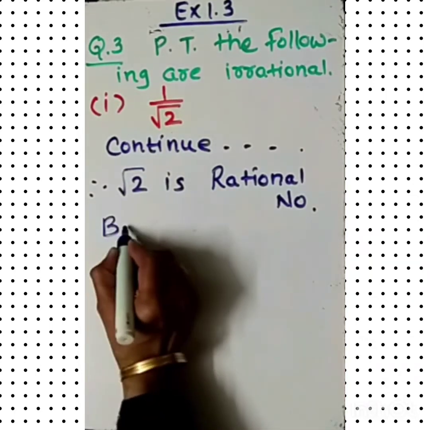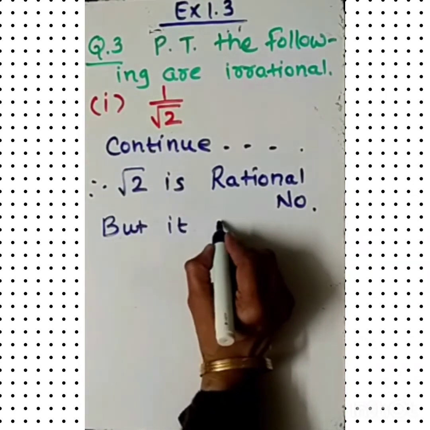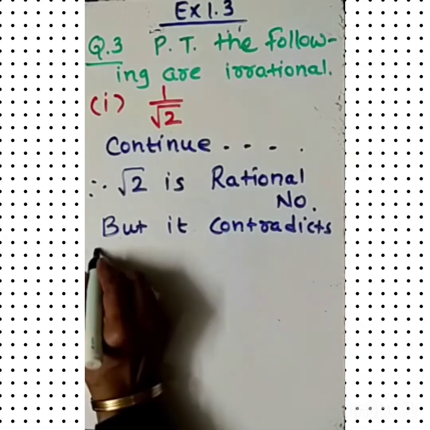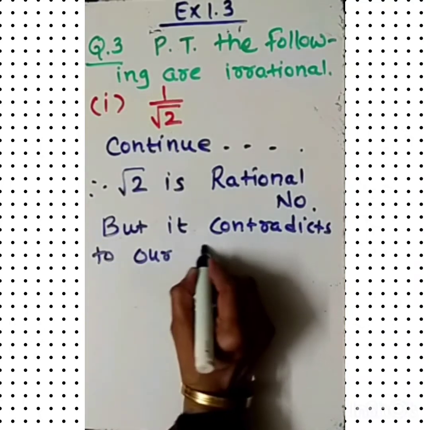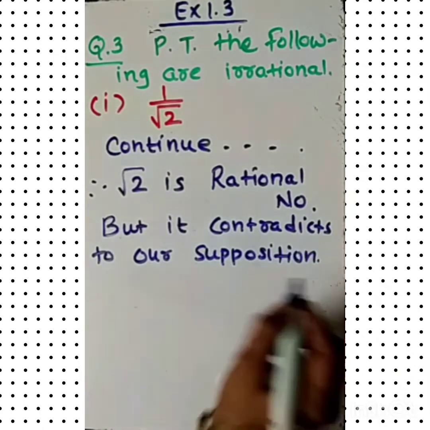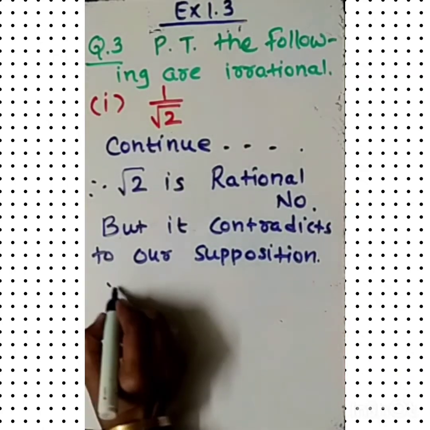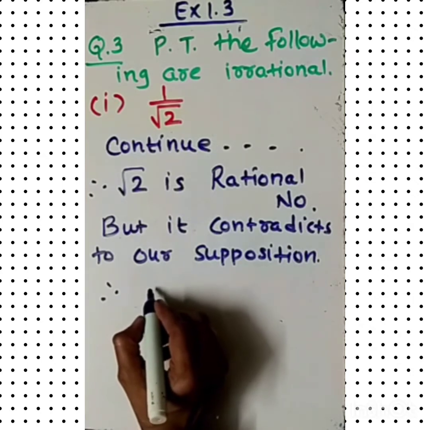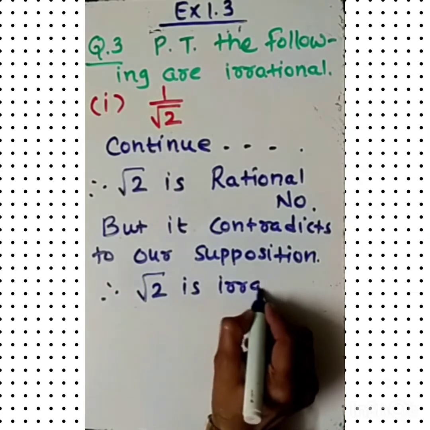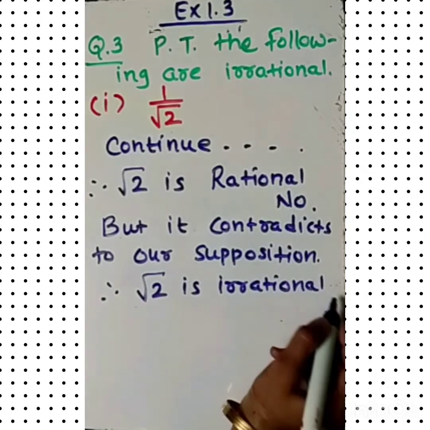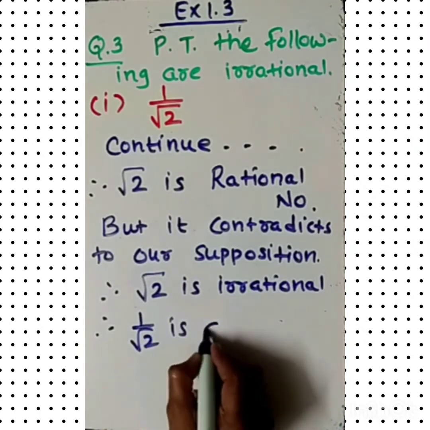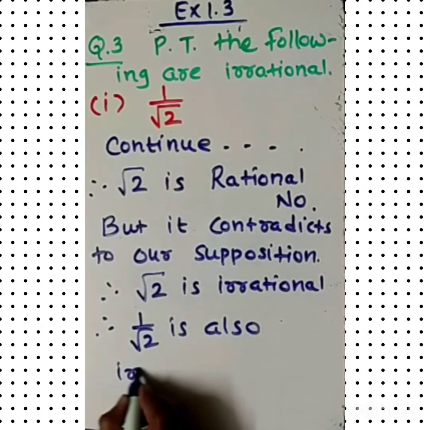But it contradicts our supposition. Our supposition means what we are assuming, and it contradicts that. Therefore, we can say root 2 is an irrational number. Therefore, 1 upon root 2 is also an irrational number.